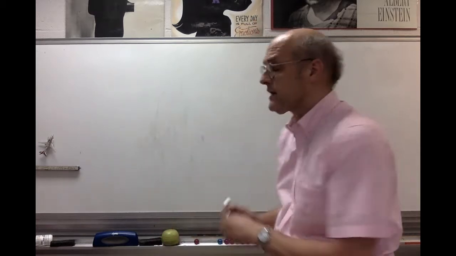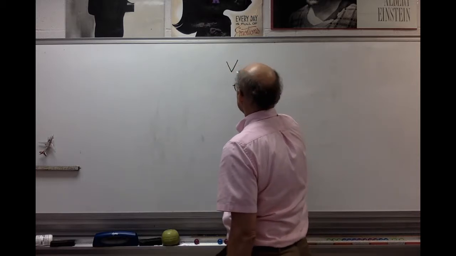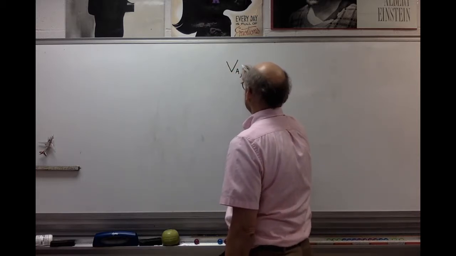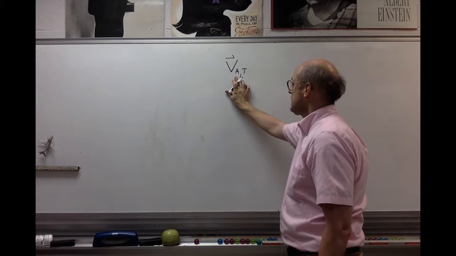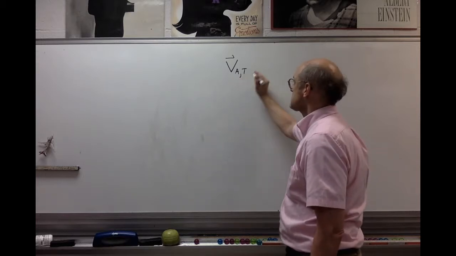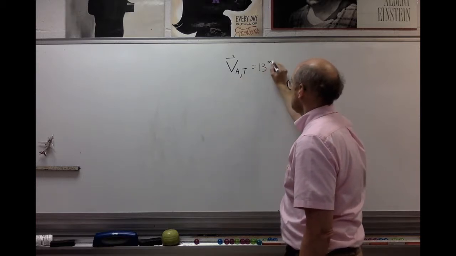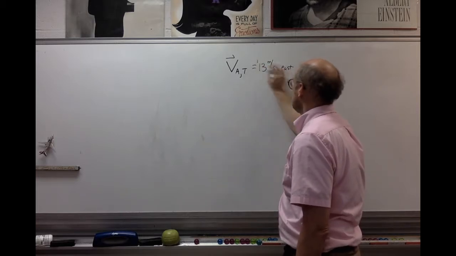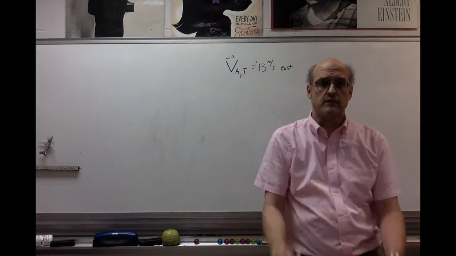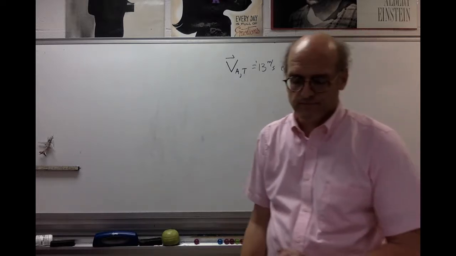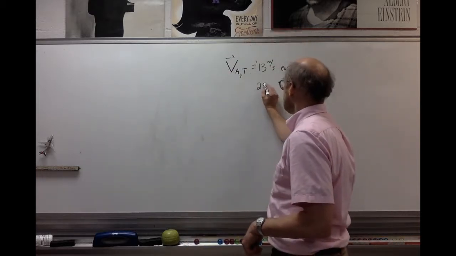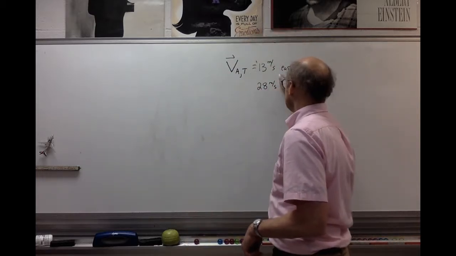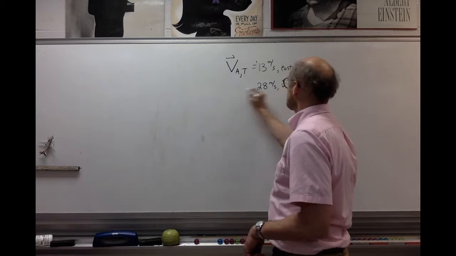So let's start out. Train A is moving east with a speed of 13 meters per second. So this is the velocity of train A relative to the tracks, 13 meters per second east. I'm going to call east positive, so think of it as positive when I put it into the equation. Then we have the other train traveling at 28 meters per second on an adjacent track, west. So that's train B.